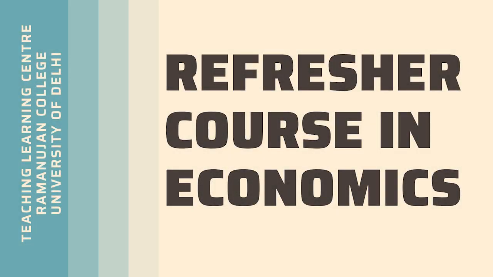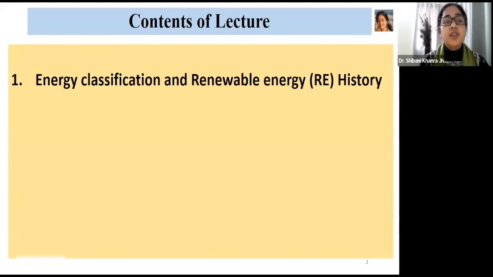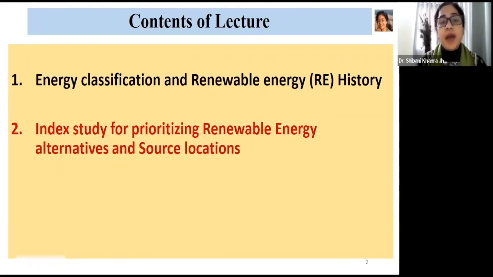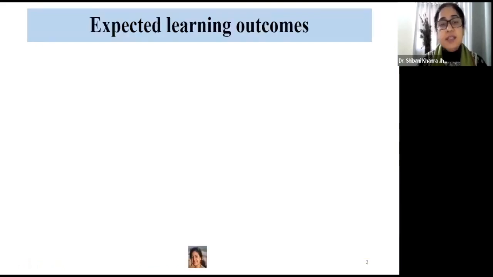So I would be discussing the domain of renewable energy and targets, focusing more towards charting uncharted renewable energy sources of geothermal energy. I will be focusing on this content in the lecture: energy classification and renewable energy in itself, then an index study for prioritizing renewable energy alternatives and source locations, and geothermal energy status and potential assessment. So this will be the major content of this particular lecture, which we'll be covering in 3 parts.